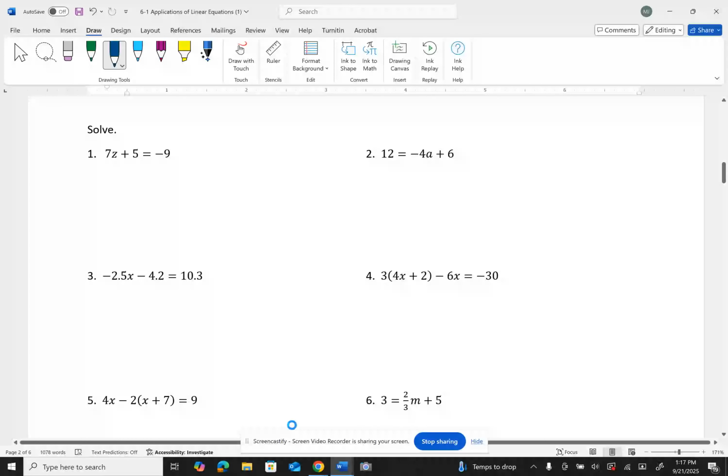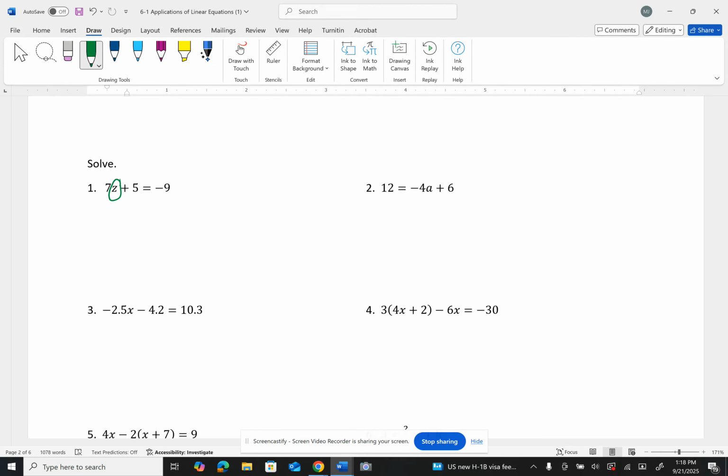All right, now we're going to work on solving linear equations in one variable. Okay? So that means we're going to work on trying to get the variable by itself. Now, if you look at what we have there, 7 is being multiplied by z, and then 5 is being added to that.